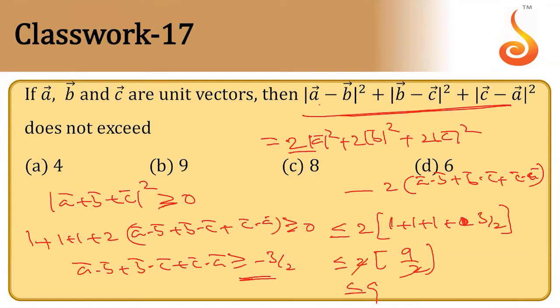Because this is greater than or equal to 0, here minus is there, no? Because it cannot exceed. So the option is C, the right answer. B is the right answer. Okay, fine.